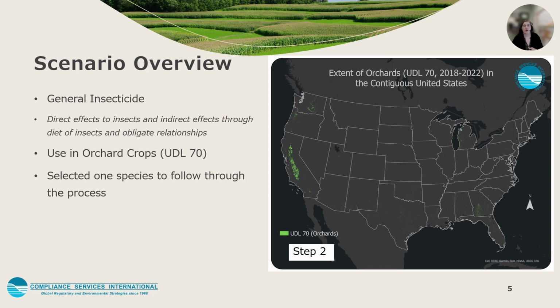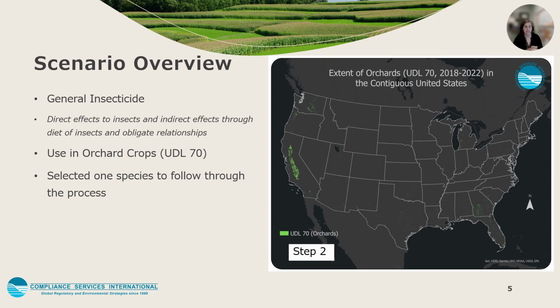So the scenario we chose to use for this example was a general insecticide. This is where there are direct effects to insects and indirect effects through diet of insects, obligate relationships, and insect-pollinated plants. We're going to be using use in orchard crops.